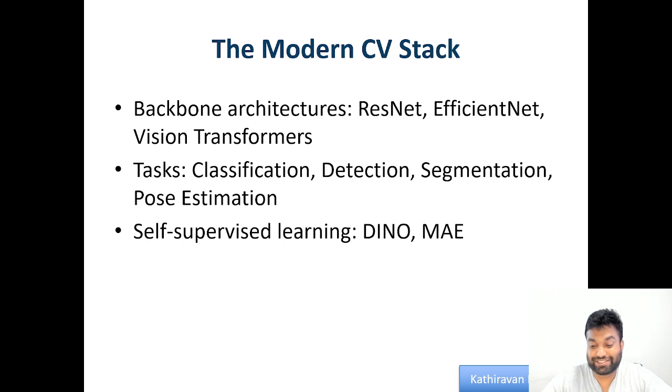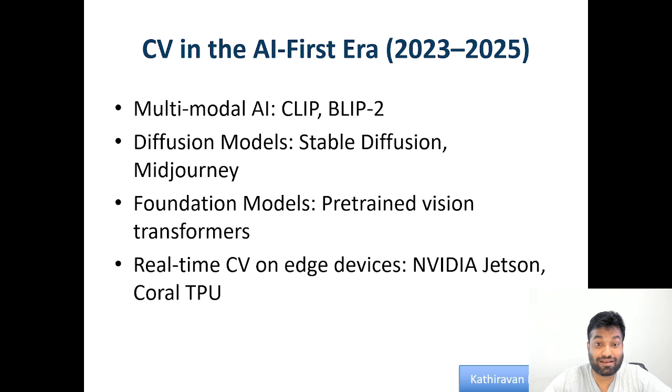Some of these architectures that we have talked about are used as backbone architectures. I know you don't know what a backbone is yet, but we'll discuss that eventually. Currently, we use ResNet, EfficientNet, and Vision Transformers as backbone architectures, and we perform several computer vision tasks such as classification, detection, object segmentation, and pose estimation. We also have some self-supervised learning approaches called DINO and MAE. We'll discuss all these things at a later point of time.